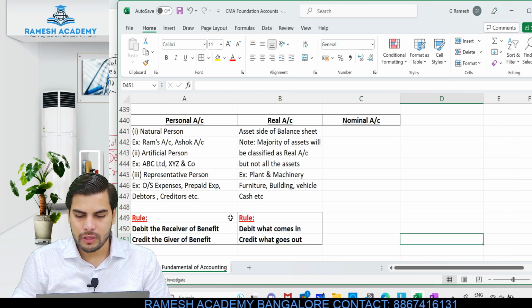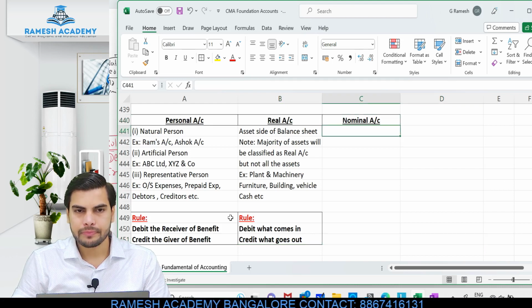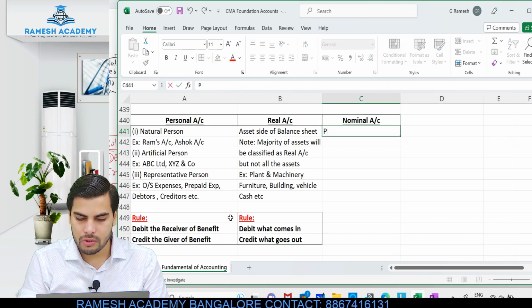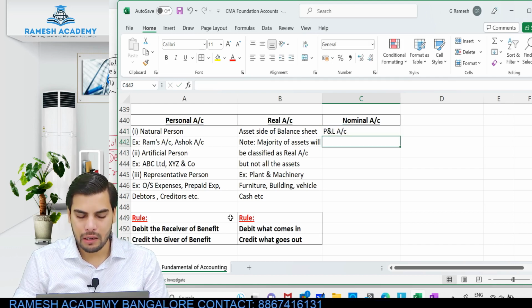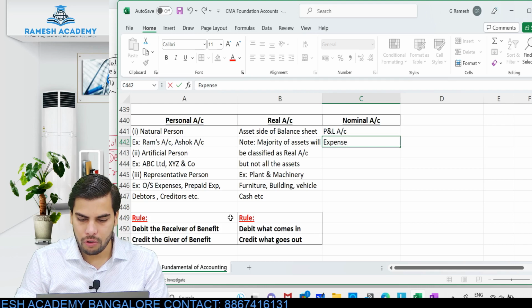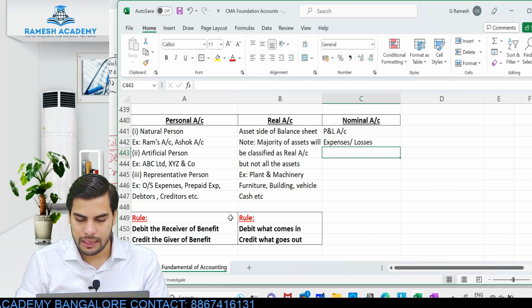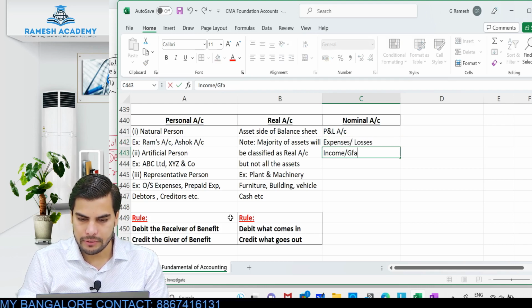Okay, now let's move on to the next account, that is nominal account. Nominal account mainly focuses on what? It focuses on your P&L account. When I say P&L account, this will be comprising of all your expenses or losses and then all your income and gains. So example for this, you already know.